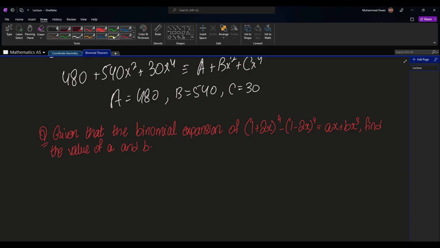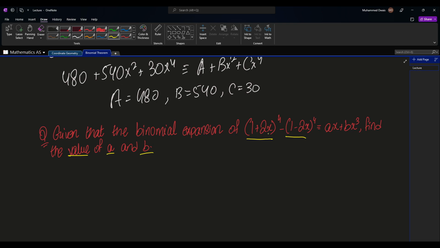This time it is once again saying to us that the binomial expansion of (1 plus 2x) power 4 minus (1 minus 2x) power 4 is comparable to ax plus bx cubed, and now they want us to find the value of a and b. So then, how are we supposed to do this?